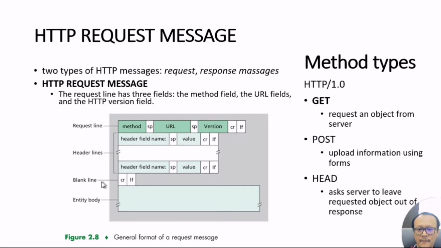And here the example is version 1.0. The header lines put info about the connection, date, type of server, and also the date for the last modified header line. And the entity body is the information, or what we call the data, that you want to request.